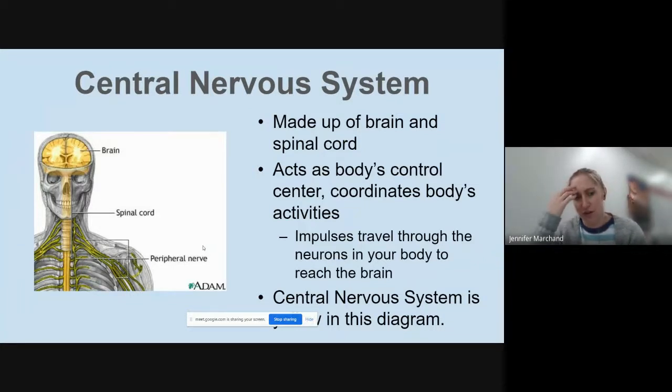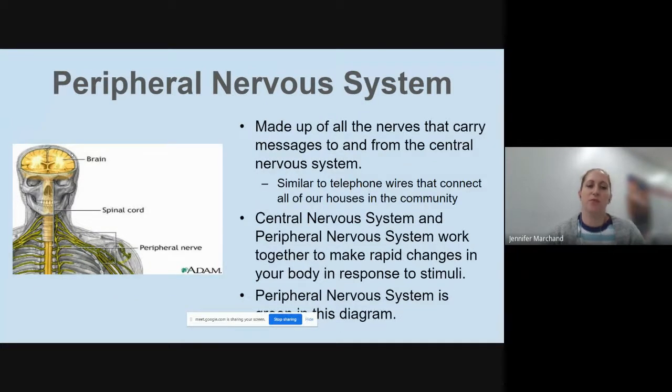You've got the brain, and then you also have the spinal cord. It acts as the body's control center, coordinates all of the activities, impulses, everything. The central nervous system is this big yellow part right here in this diagram. Okay. Then you have the peripheral nervous system, which is everything that is not the central nervous system. So it's made up of all the nerves that carry messages to and from the central nervous system.